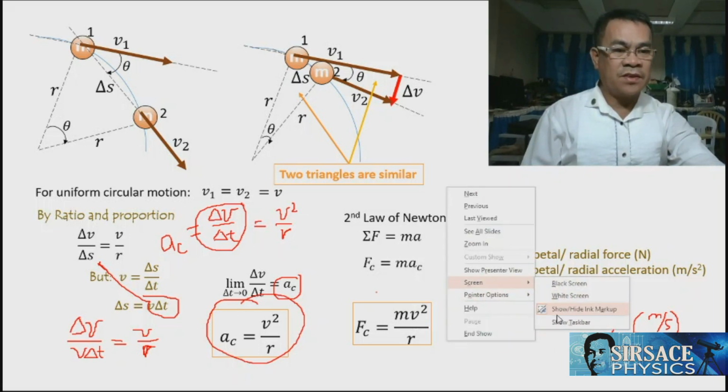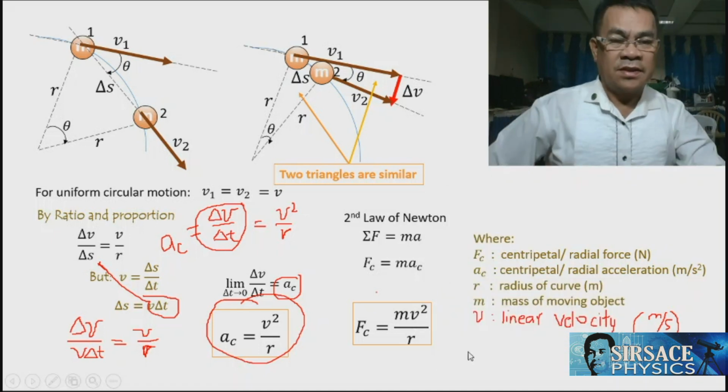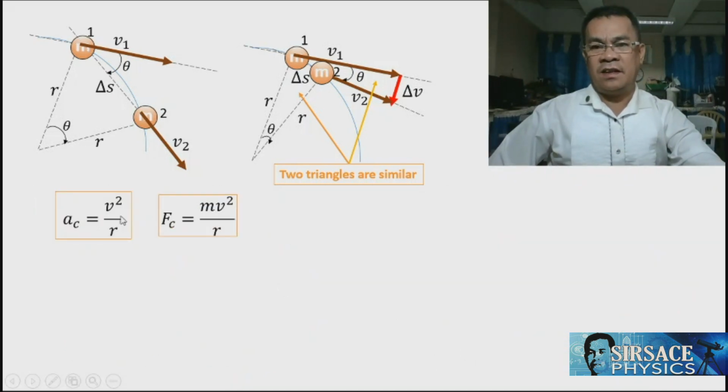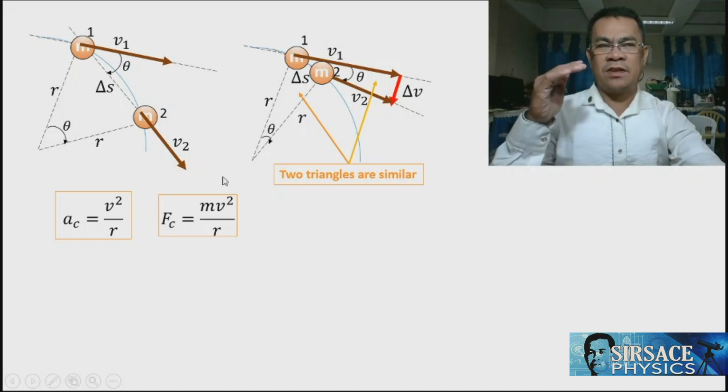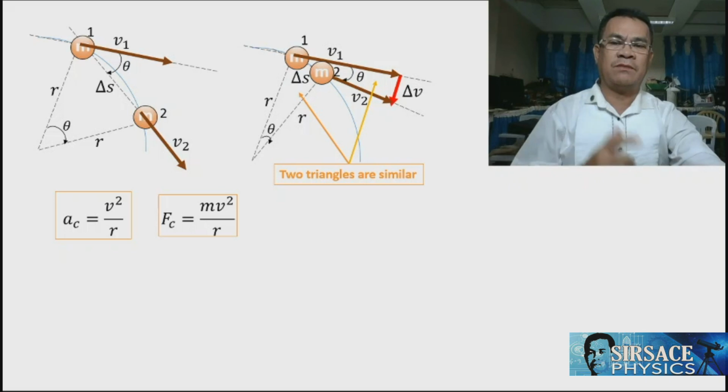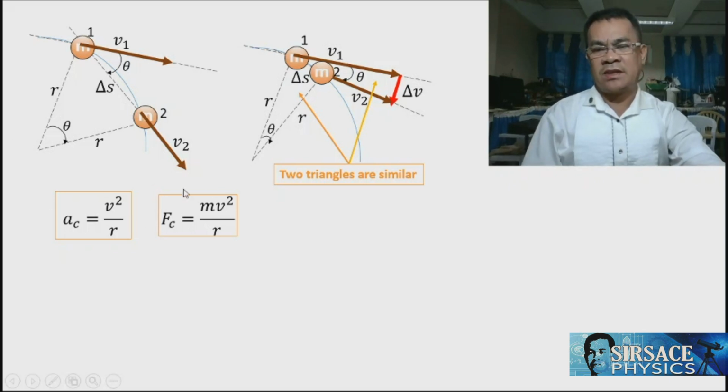So let's continue. These are the important formulas. If we are talking about dynamics on a uniform circular motion, these are the formulas to be used. a sub c is v squared over r, F c is m v squared over r.